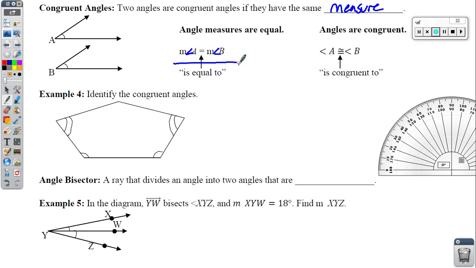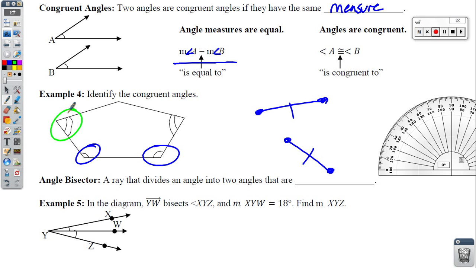All right, and if we're talking about congruent angles, just like how when we had segments, if we say that this segment is congruent to this segment, we can put a dash on them to indicate that they're congruent. We can do the same thing with angles. So in example 4, these two angles here that have one arc in them, those are congruent to each other. And then these two angles here that have two arcs going through the angles, those are going to be congruent to each other as well.